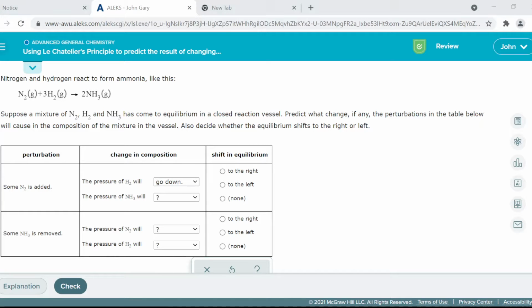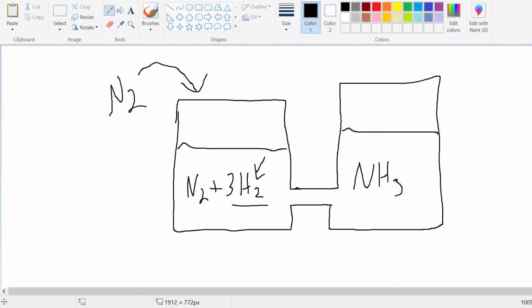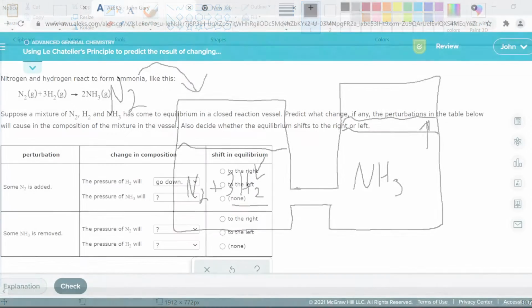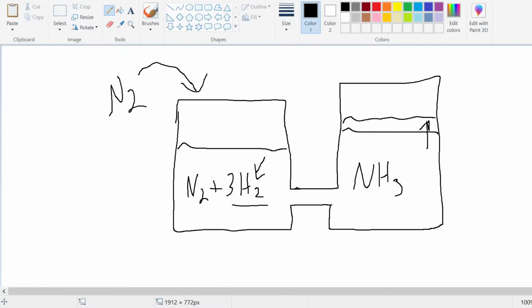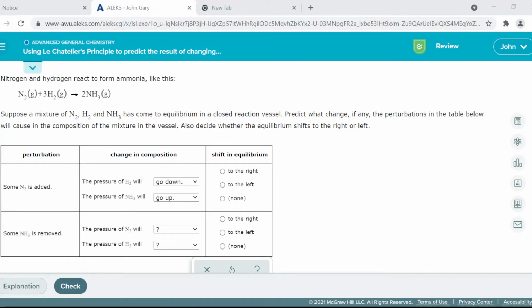NH3, let's go back here. If I'm adding N2 to the left side, then the balance on the right has to go up some, right? My new NH3 level is going to be like right there somewhere, so that's got to go up. Let me put that there. All right, and equilibrium shifts to the right. Just to reiterate that, if I put N2 on the left, it pushes down, pushes through, and shifts equilibrium to the right. All right, so to the right, check.